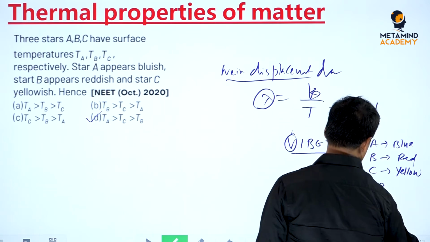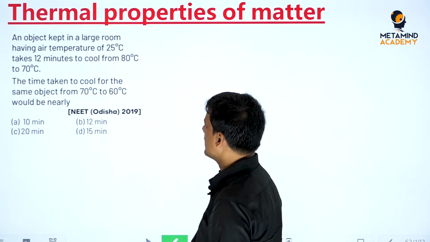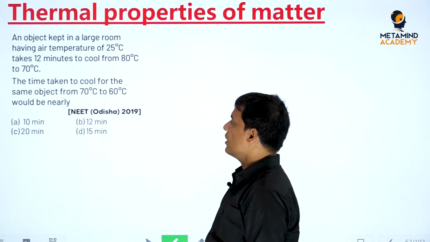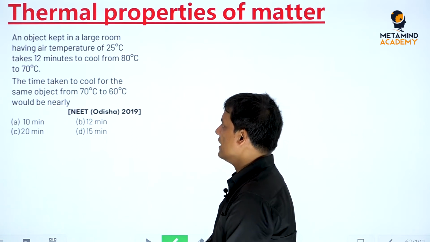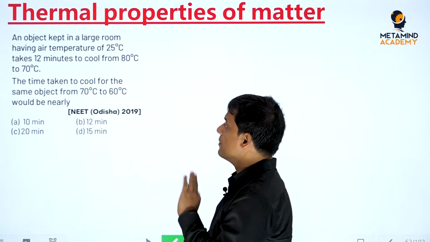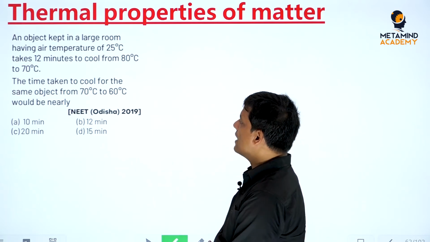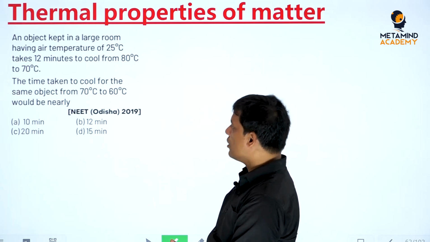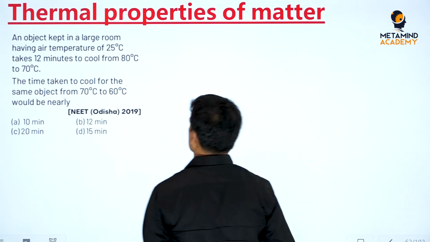Okay. Next. Oh, it's a repetition looks like. An object kept in a large room having air temperature of 25 degrees takes 12 minutes to cool from 80 to 70. Same question which is repeating. The time taken to cool for the same object from 70 to 60 would be, just like previous. Okay, so we'll solve it quickly.